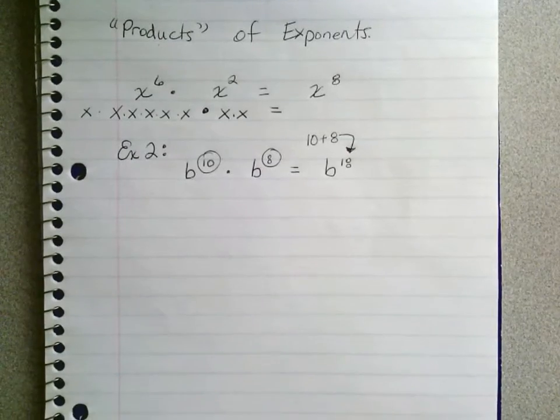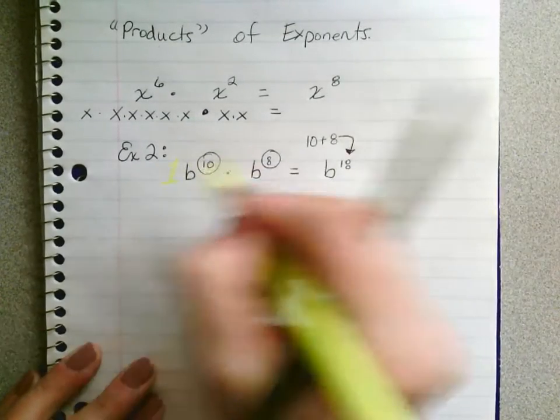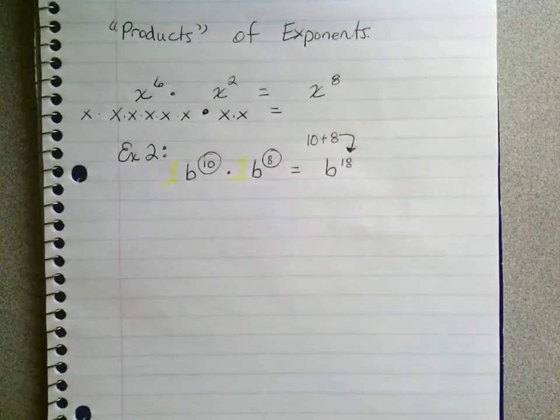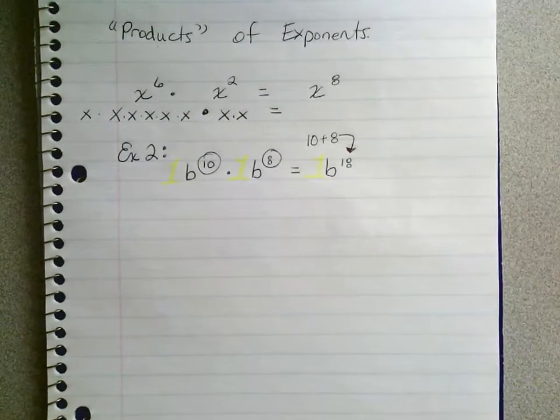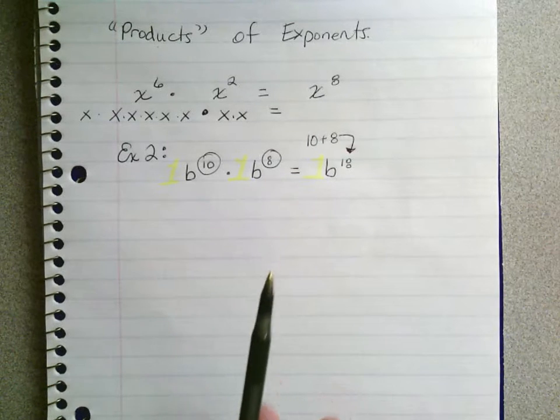Okay, remember the coefficient, the number that precedes the variable, if there isn't one, it's a 1. And you all know that 1 times 1 is 1. You'll never see me write that, but that is the truth.